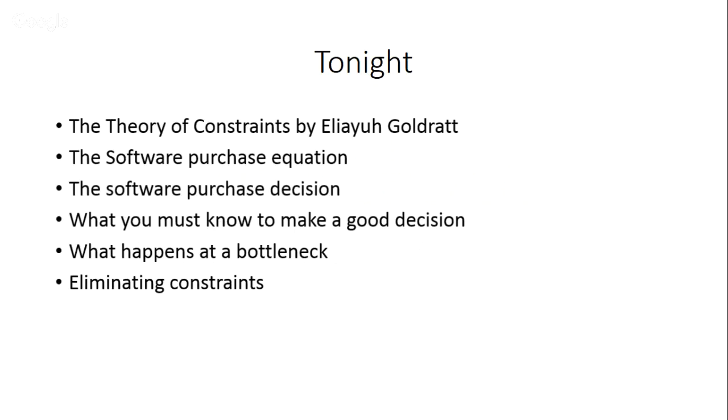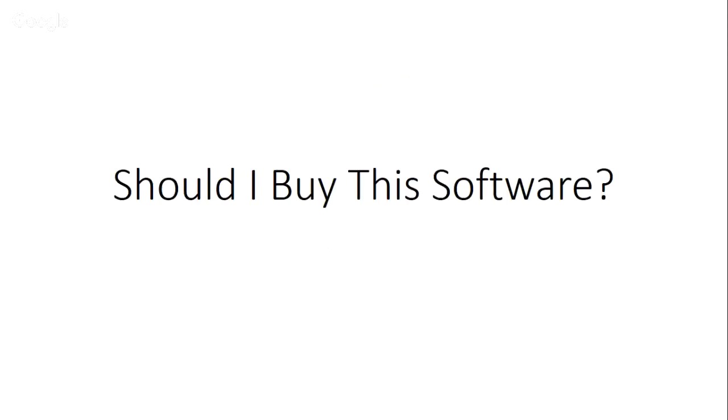We're going to be talking about eliminating constraints. And then we're going to be talking about, finally, the purchase decision. So the purchase decision, I think I said that we would talk about how you can make a decision to create or to purchase good software. And so basically we're asking this question: should I buy this software? And I'm sharing with you something that goes on in my mind, in my brain, when I go through the purchase decision, and I think it'll help you if you think about things this way.